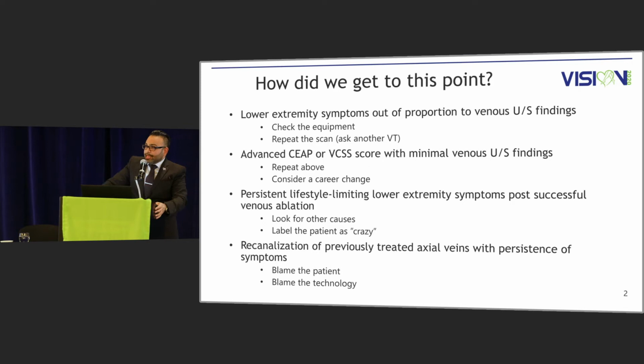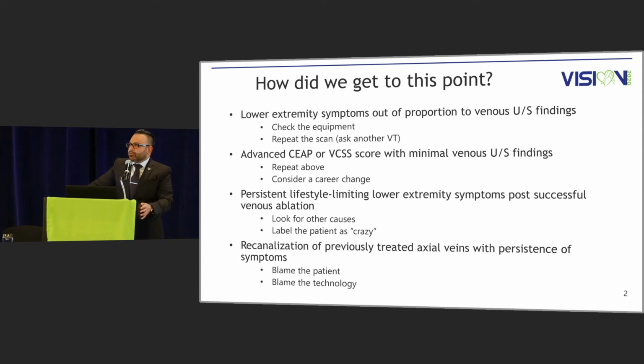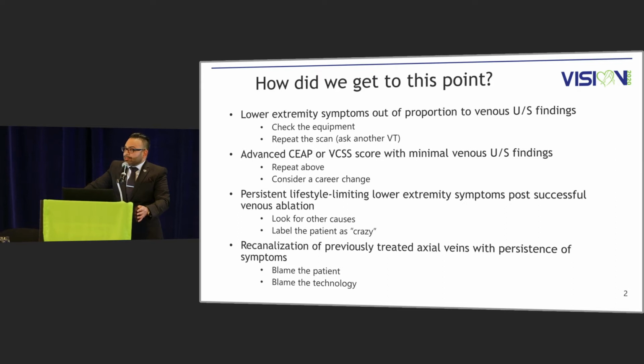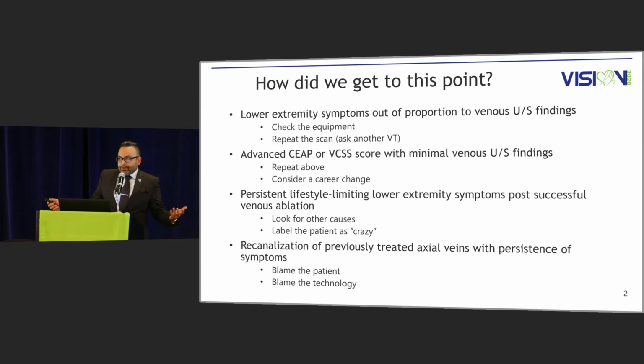So it often happens to us, and we say, well, that's very interesting. So what do we do? Naturally, as clinicians, we look for other causes. What else is going on here? Could it be a neurogenic cause? Could it be an arterial cause? Are there other things that could be contributing to this patient's symptoms? And oftentimes, unfortunately, I would label the patient as crazy. Oh, they don't know what they're talking about. I did an ablation, the vein is closed, and they're telling me the symptoms haven't improved? No, get out of here. And we would just label it, right?